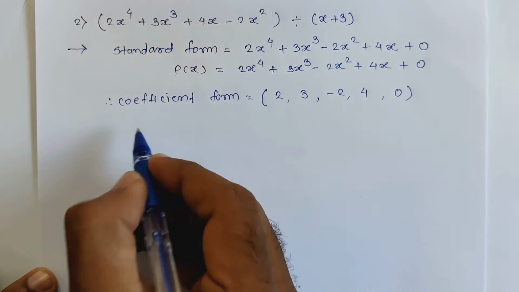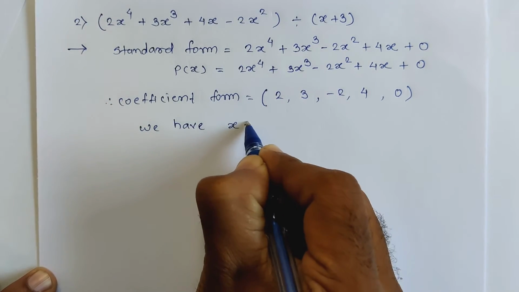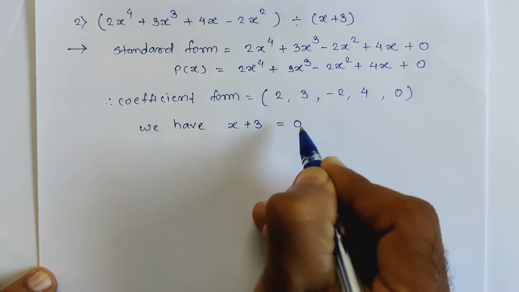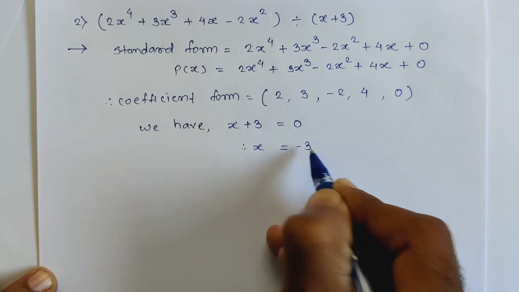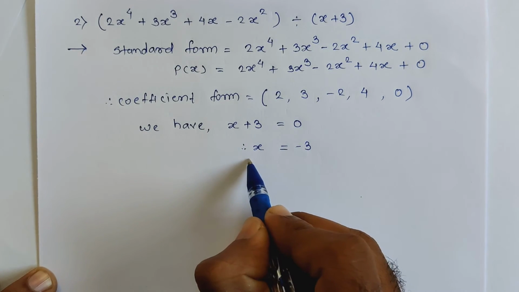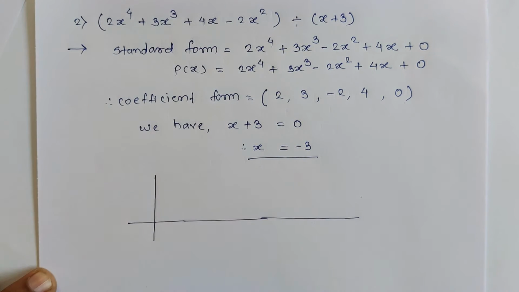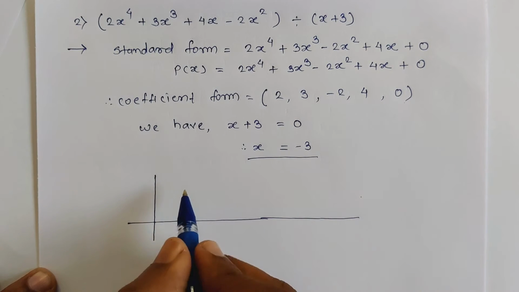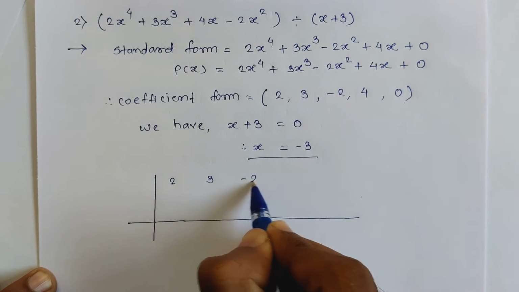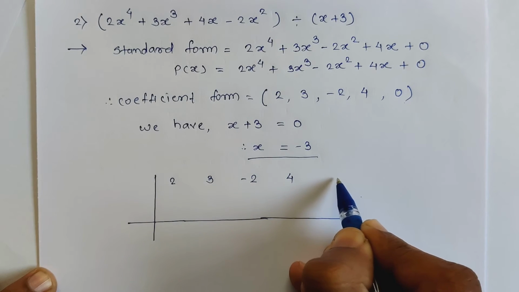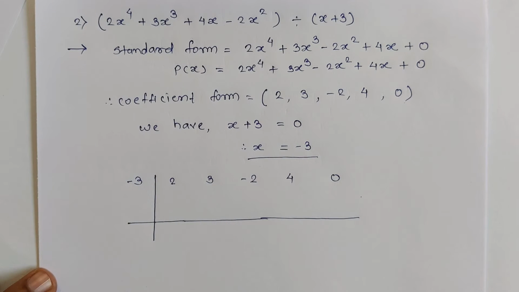We have to divide this polynomial by x plus 3. So we'll equate that to 0. By having that, we will have x is equal to minus 3, as plus 3 goes to the right hand side. So we have to divide these coefficients by minus 3. We will have this symbol. Inside that we have to write all the coefficients, that is 2, 3, minus 2, 4 and 0, and we have to divide this by minus 3.